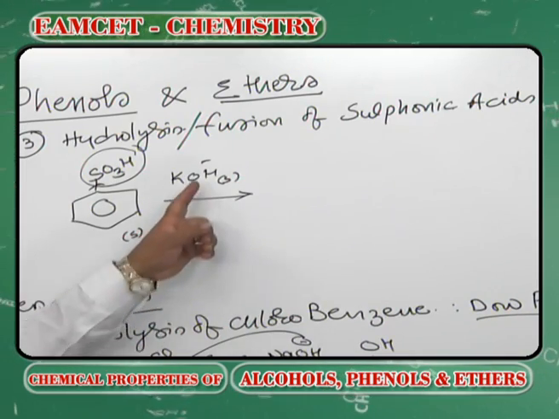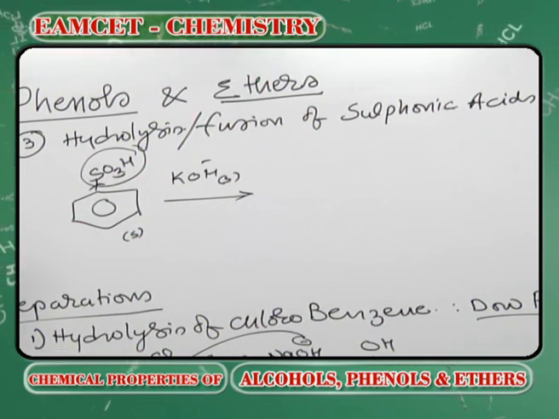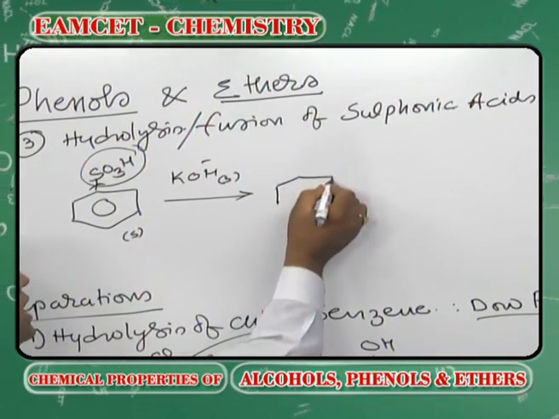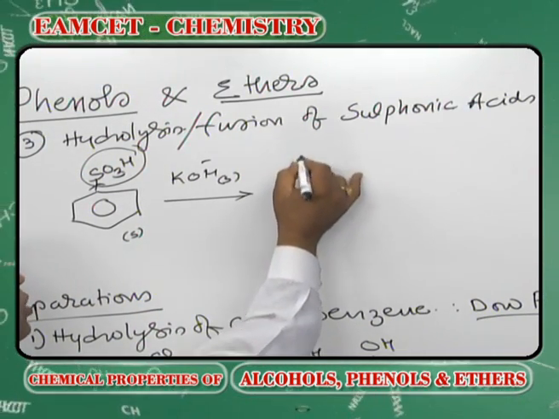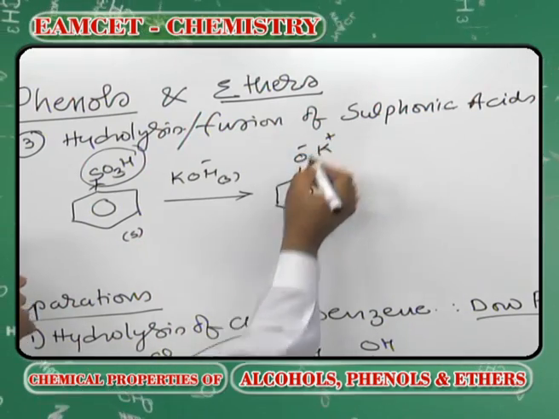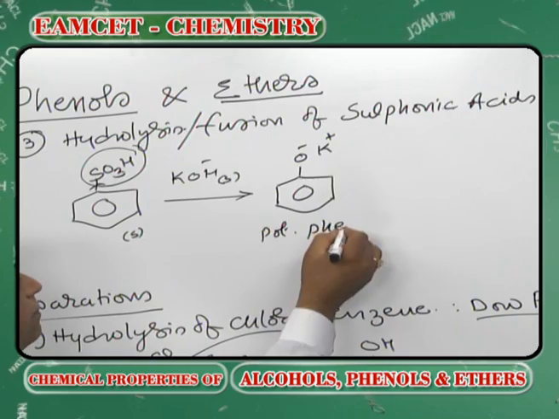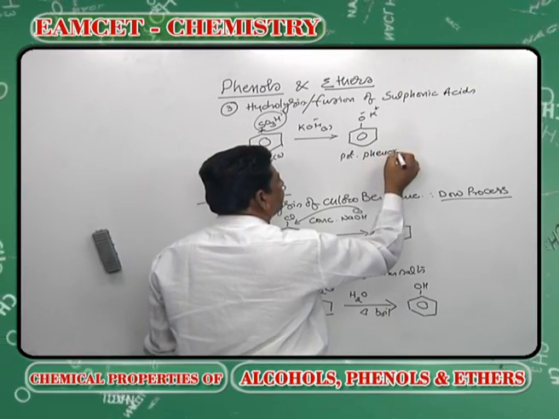However, the phenol OH is an acidic compound. Therefore, with the base it actually gives the potassium salt of the phenol. O minus K plus, potassium phenoxide, the salt of the phenol, is formed.